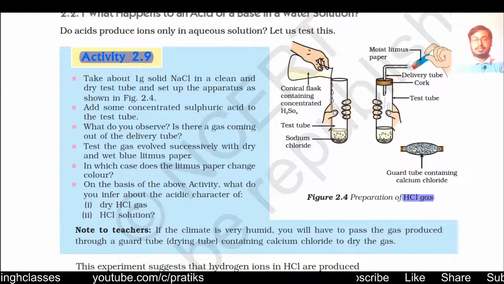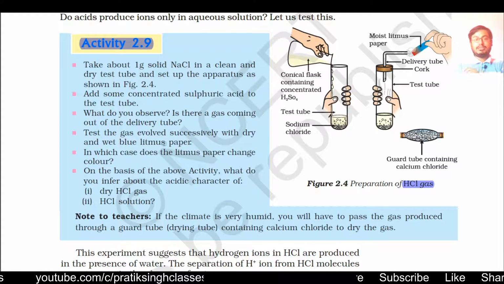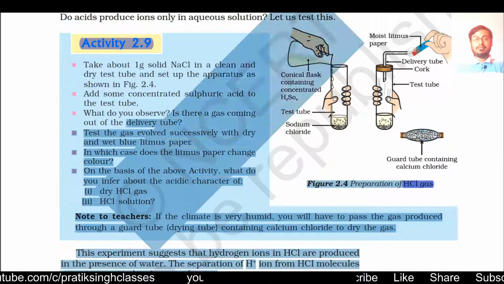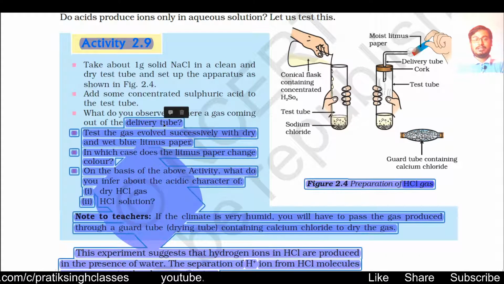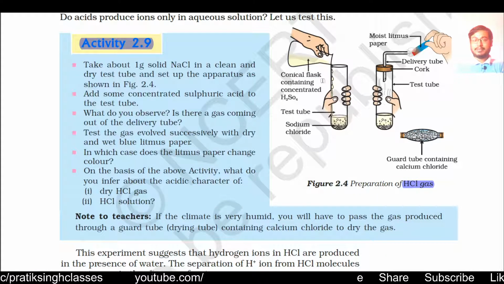In this test tube, which is open from above, we have already put 1 gram of sodium chloride. Then we add some concentrated sulfuric acid to the test tube, not vigorously, little by little, drop by drop. What do you see here? Is there a gas coming out of the delivery tube? Is there any kind of gas coming out of it?